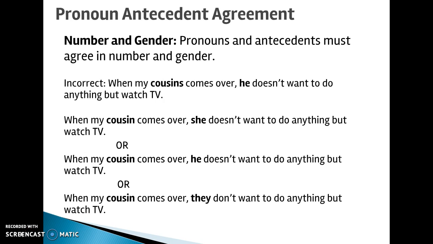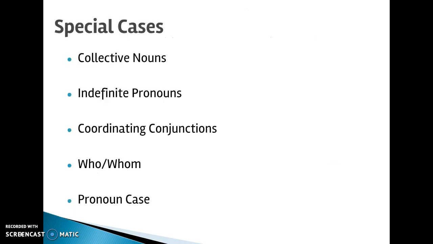I could also say when my cousin comes over, they don't want to do anything but watch TV, if my cousin was gender nonconforming. So this is where there are some new rules because we have to make sure that gender agrees with the preferred pronoun reference of the antecedent. In this case, I might have a cousin who is gender nonconforming and prefers the pronoun they.